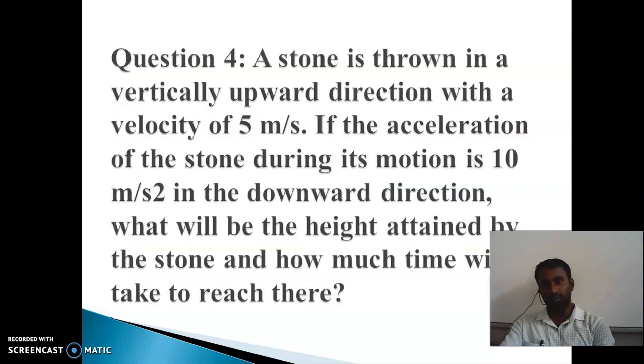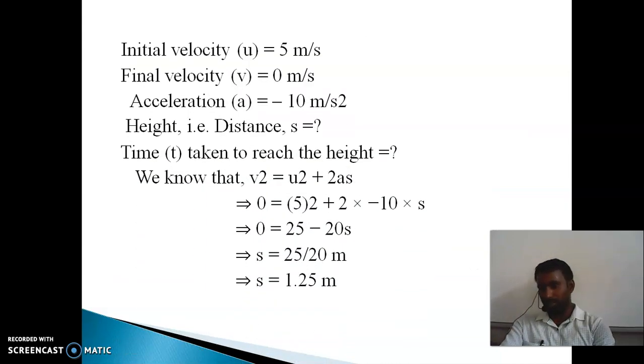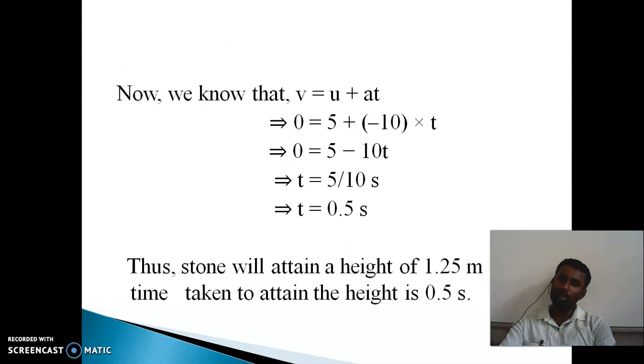So simply we use v square equal to u square plus 2as, substitute the values and find the value, 625 meter. Question number 4, what they asked? There are two things they asked in question number 4: one is distance and another is time taken. Distance we find using v square equal to u square plus 2as, so s equal to 1.25 meter. And time taken, how to find it? v equal to u plus at, simply substitute the values, we get 0.5 seconds.